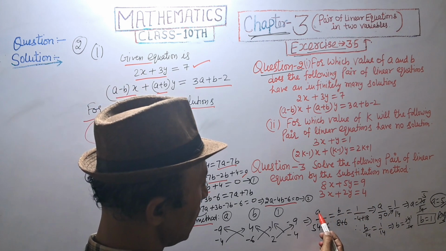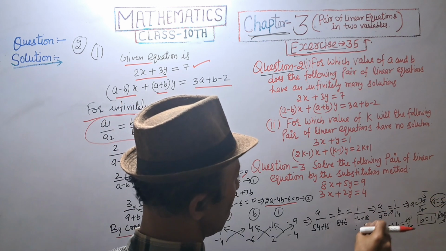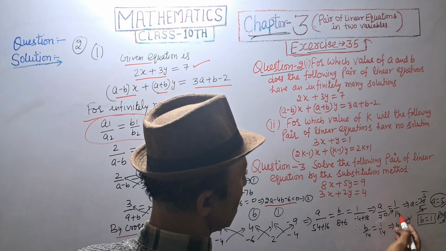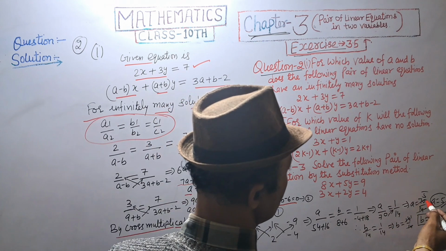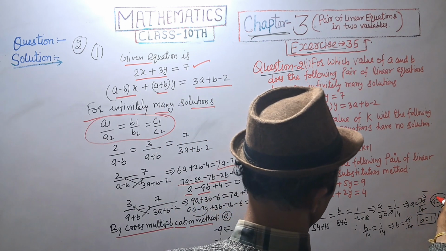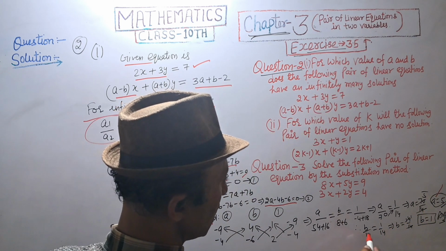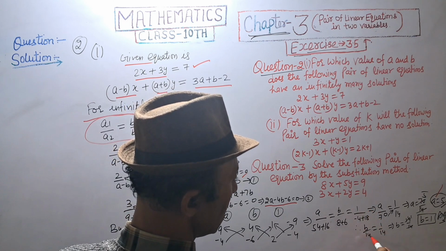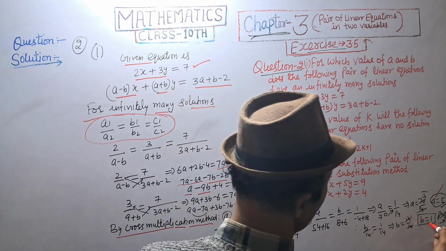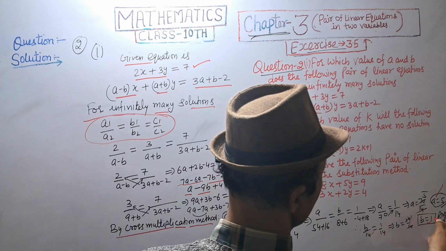So we get a upon 70 equal to 1 upon 14. 70 multiplied by 1 divided by 14 is equal to 5. 14 5s are 70, so we get the value of a is equal to 5. And b upon 14 is equal to 1 upon 14. 14 multiplied by 1, 14 divided by 14, that will be 1. Value of b is equal to 1. Answer. a equal to 5, b is equal to 1.